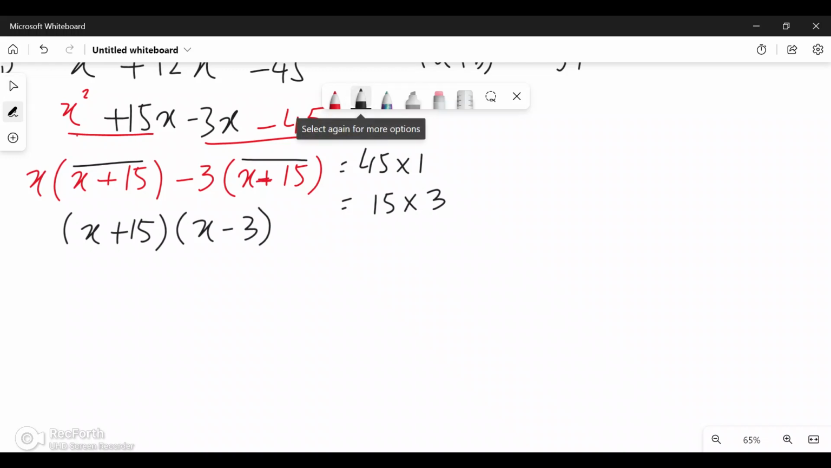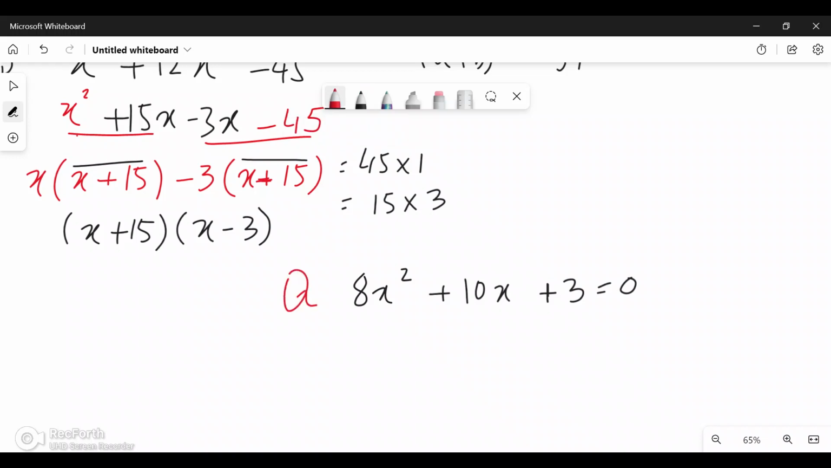So if I have an equation like 8x² + 10x = 3, this is the quadratic equation, and we are asked to solve this. Solve for x. To solve the quadratic equation, again you will use the middle term breaking method, or you may also use the quadratic formula for the solution of a quadratic equation. But middle term breaking is the easiest one.